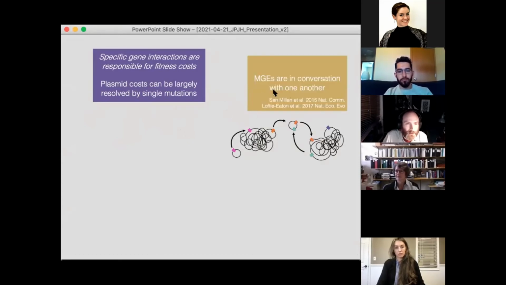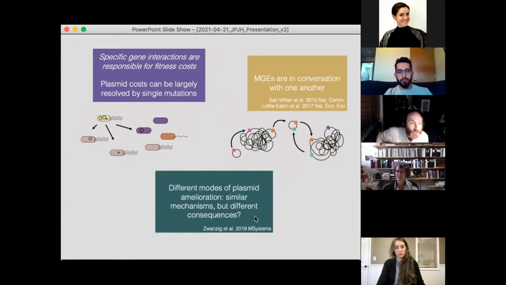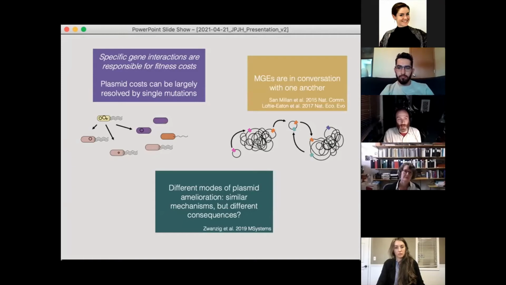Okay, I've shown you that mobile genetic elements are in conversation with one another. They're detecting one another and they're responding to one another to enhance their own fitness interests. And I've also shown that we have these two different modes of plasmid amelioration, a mutation on the plasmid and a mutation on the chromosome. And although they have the overall same effect in terms of reducing plasmid fitness cost, and we see both of them emerging in our evolution experiments, the consequences of these things for genome evolution and for microbiomes more general could be quite interesting.